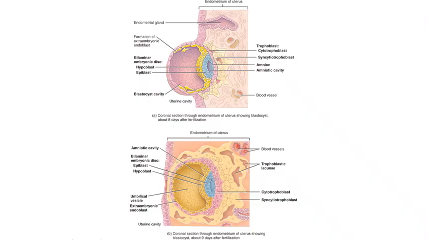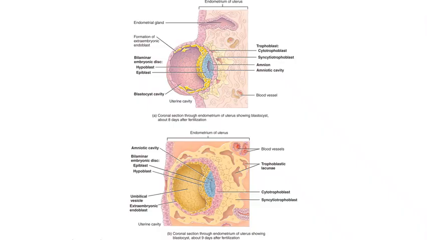Now, together with the hypoblast, the exocoelomic membrane forms the wall of the umbilical vesicle, also known as the yolk sac, the former blastocyst cavity during earlier development. As a result, the bilaminar embryonic disc is now positioned between the amniotic cavity and the umbilical vesicle.